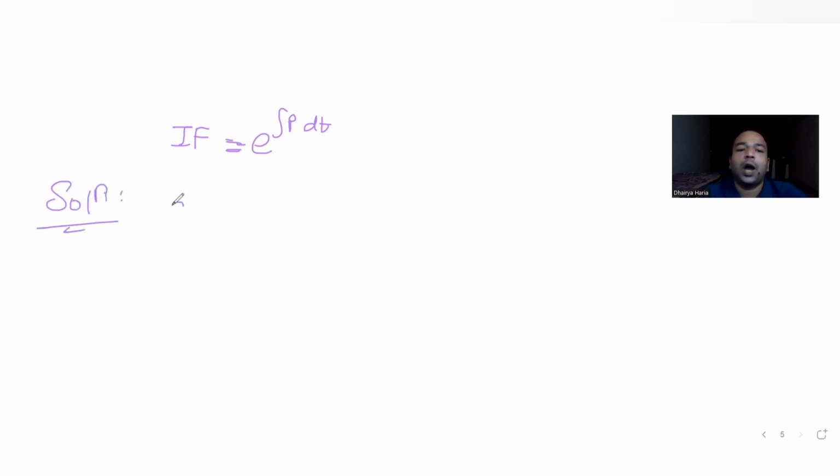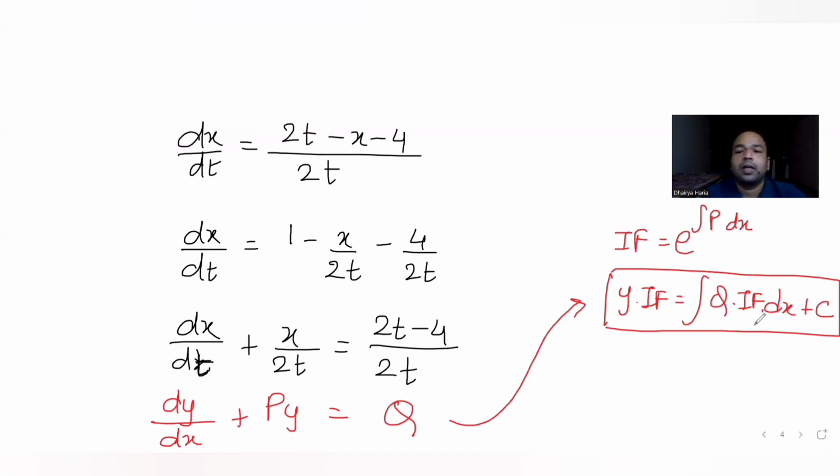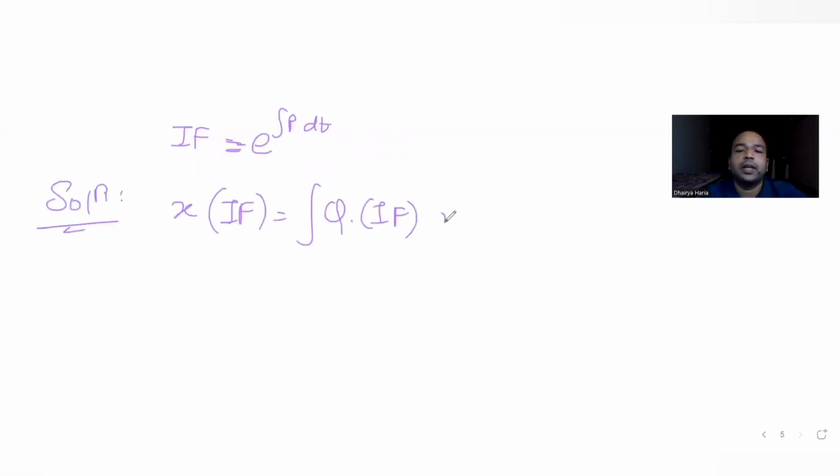y into if. So y is nothing but x in this case, into if, equals integral of q into if, instead of x you are putting t again, plus c. So you get this entire thing. Now let's just solve this.